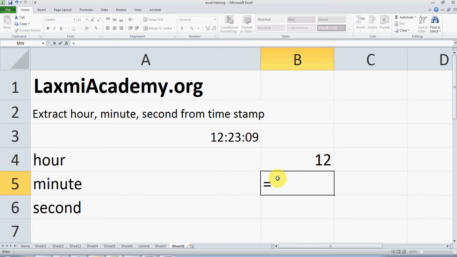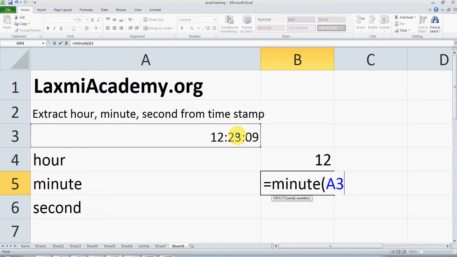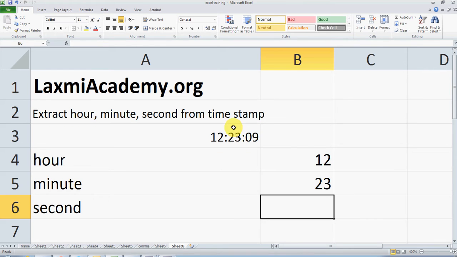Let's see how to extract minute. It gives you the definition here. Returns the minute, a number from 0 to 59. So here it's extracting from the timestamp. It's 23 minutes. And let's see how to extract second.